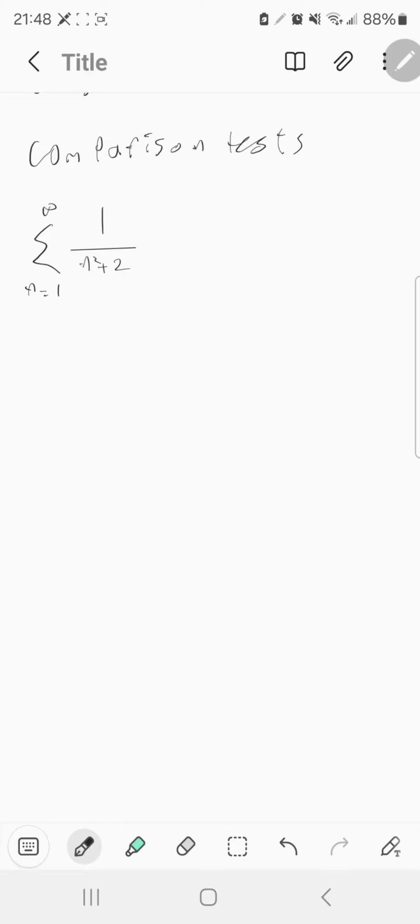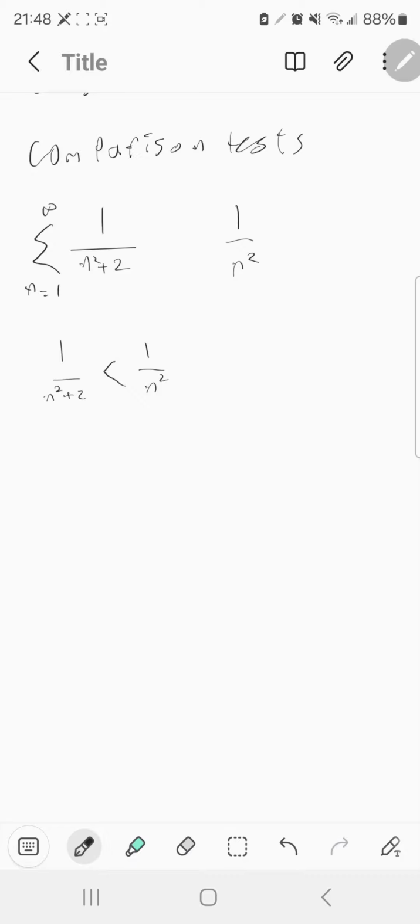So for example, if we have 1 over n squared, now we know that this series converges, right? So since this is 1 over n squared plus 2, and this is 1 over n squared, we know that 1 over n squared plus 2 is less than 1 over n squared because there's a greater number in the denominator.